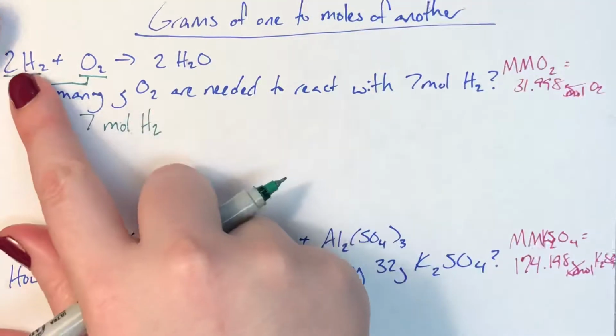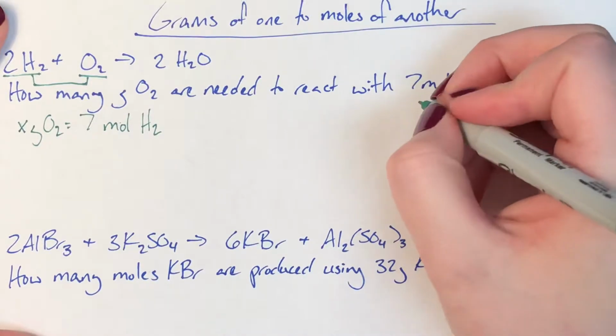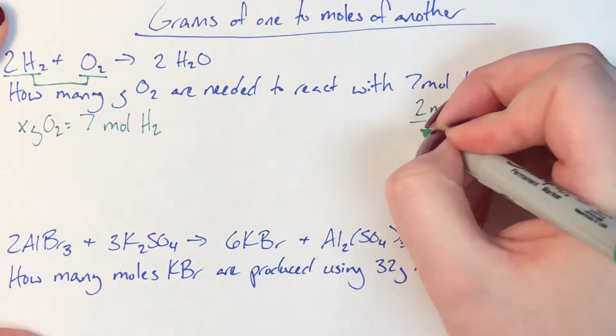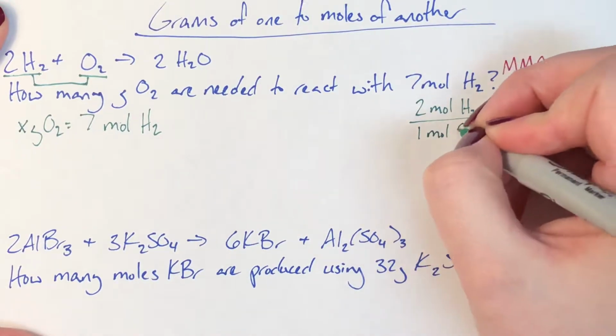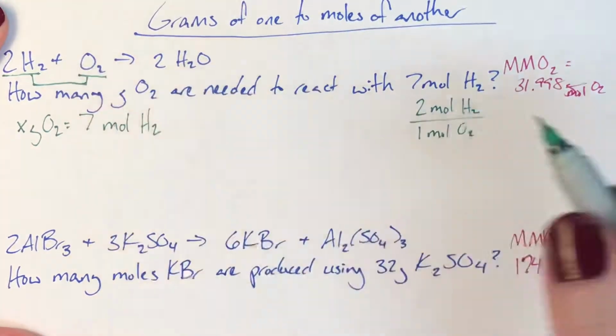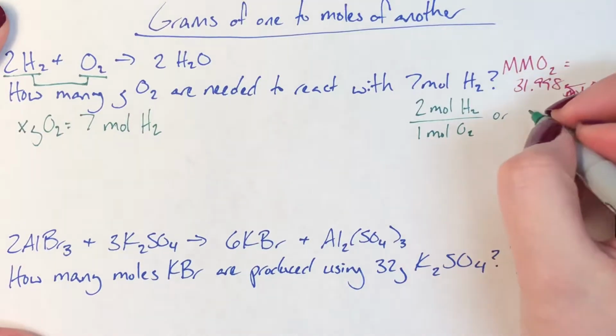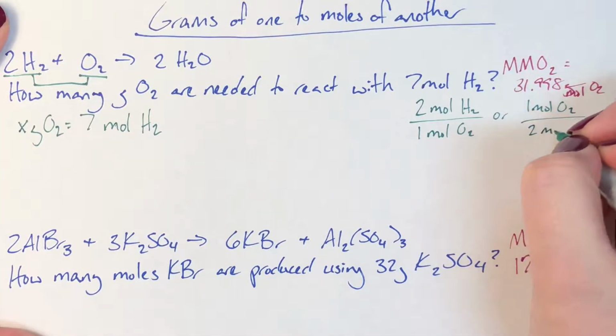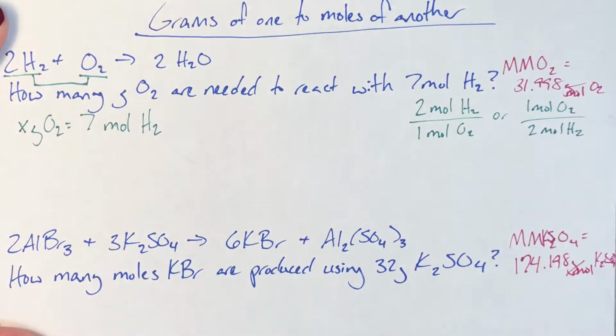So the coefficient in front of H2 is 2. So I'll say for every 2 moles H2, I have 1 mole O2. Remember that this invisible coefficient is 1. I can also say for every 1 mole O2, I have 2 moles of H2.